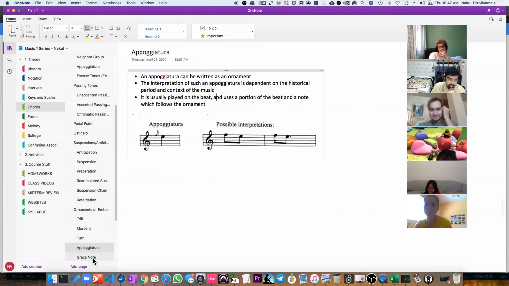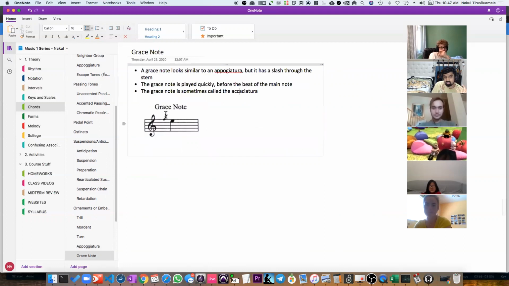Okay, another form of an ornament or embellished tone is a grace note. This is the grace note proper. A grace note looks like an appoggiatura, but it has a slash through the stem. The grace note is played quickly before the beat of the main note. It's also called an acciaccatura. So it happens before the beat. Okay, that's an acciaccatura, a grace note.